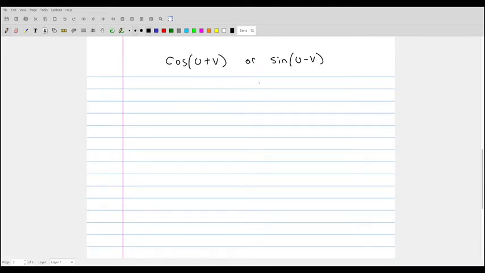So we can use Euler's identity to get us a very, very nice and quick proof of how to, say, relate cosine of u plus v or sine of u minus v to the cosine and the sine of the original angles. So we'll start with cosine of u plus v here and see if we can show this.